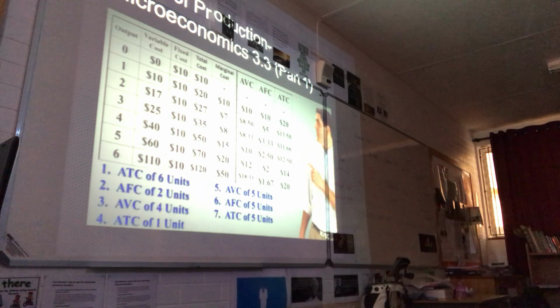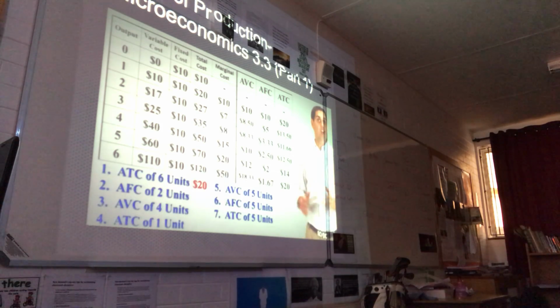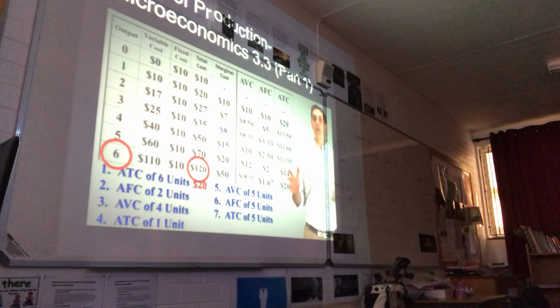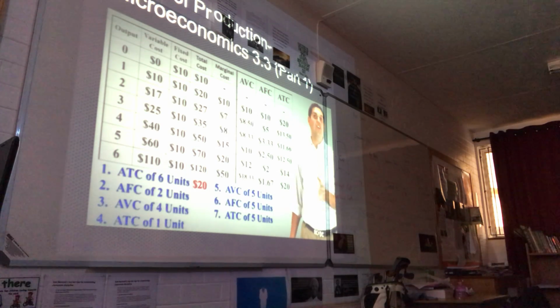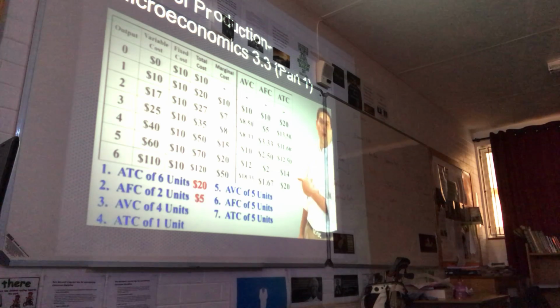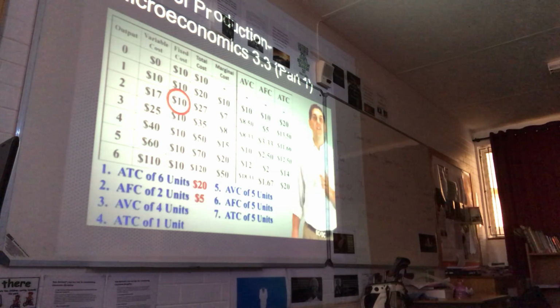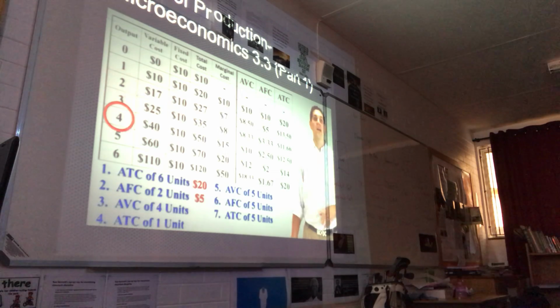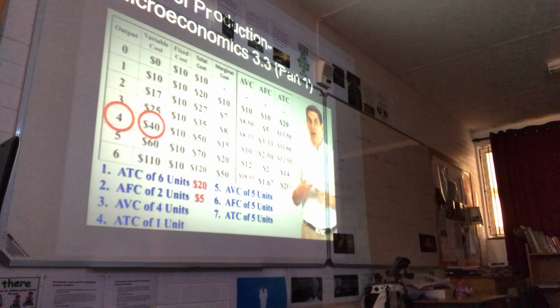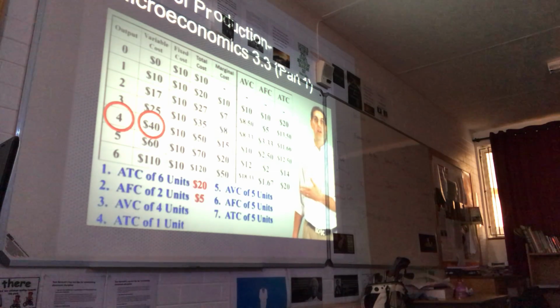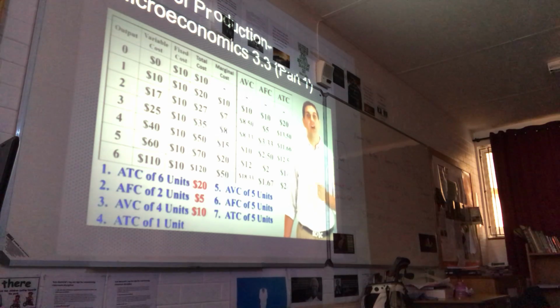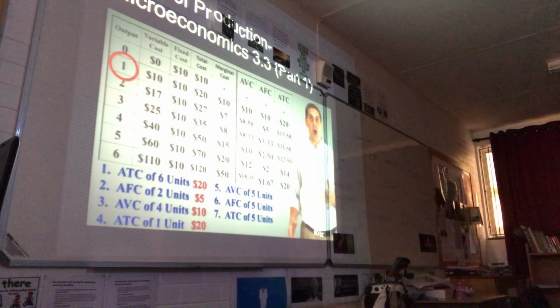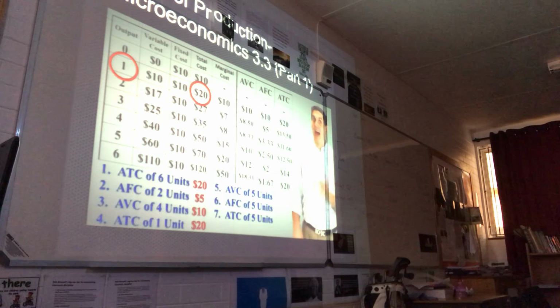Alright, the average total cost of 6 units is $20. That's because the total cost is $120, and we're producing 6 units. So if the total cost is $120 and you produce 6 units, how much did each one cost on average? Well, $20. The average fixed cost of 2 units is $5, right? It's the $10 fixed cost divided by 2 units. That gives us $5. The average variable cost of 4 units is the $40 total variable cost divided by the 4 units that we produced. So it's going to be $10. The average total cost of 1 unit is $20. If 1 unit costs a total of $20, then on average, that 1 unit costs $20.